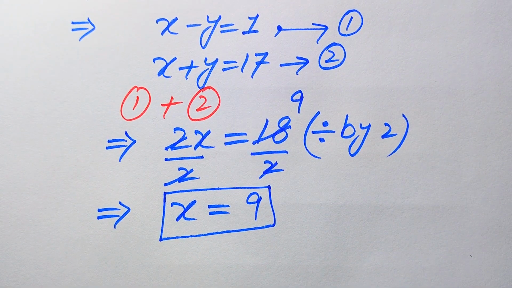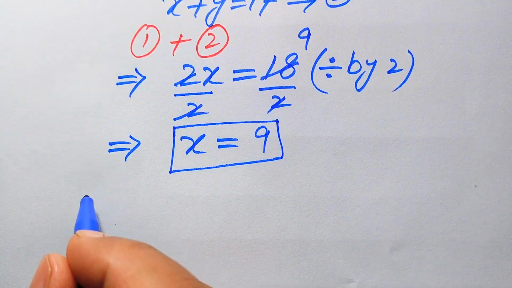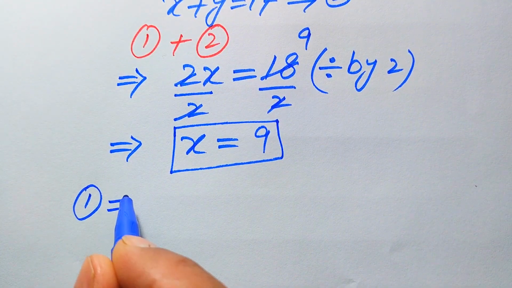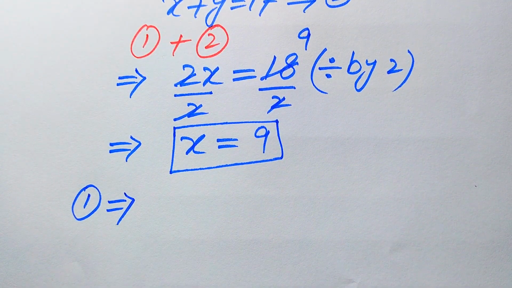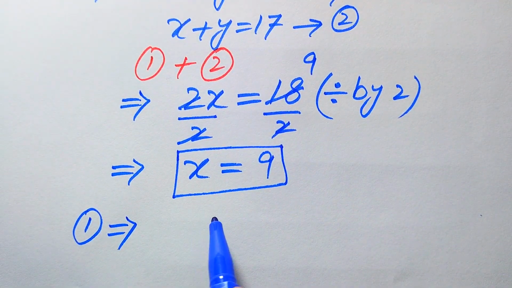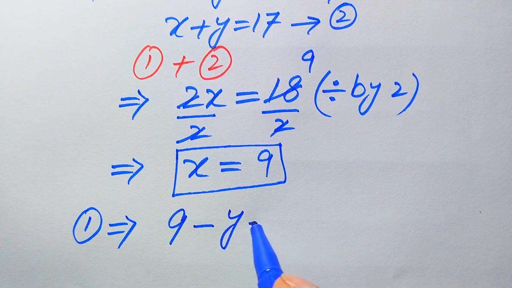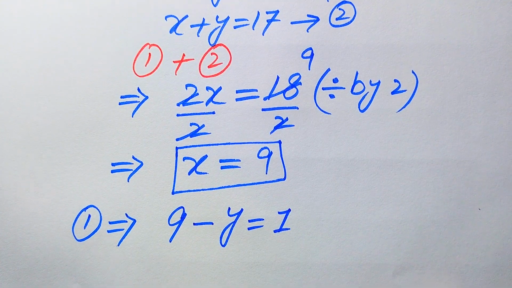Here we use this value of x in equation number 1, and we get the value of y. Equation number 1 implies that, using this value of x, it becomes x minus y. So the value of x is 9, minus y is equal to 1.